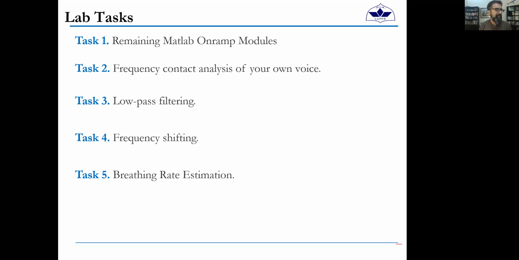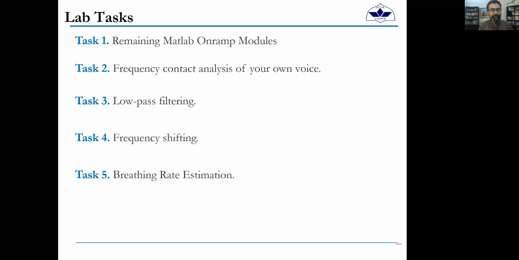Dullest is probably not the right adjective. The content with the lowest frequency, right? And which one has the content with the highest frequency. We can have that competition on LMS as well, in some groups. The third task is low pass filtering that I've told you already. The fourth is frequency shifting, and the fifth is breathing rate estimation. So the last three tasks are more or less exactly what I've shown you in the slides as well.